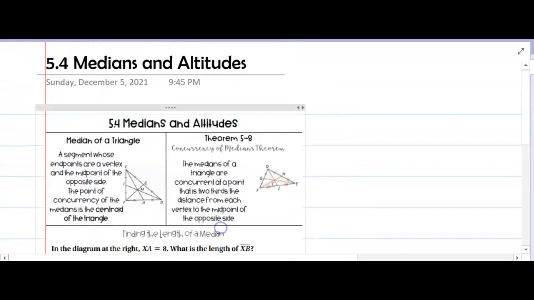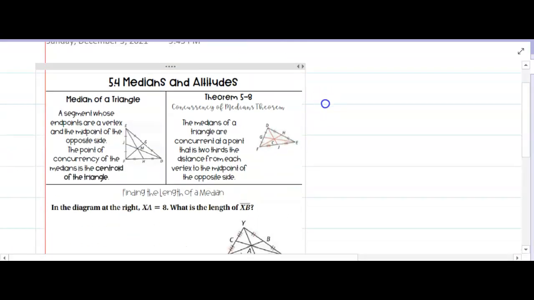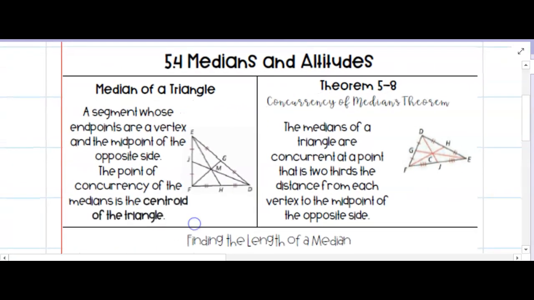So 5.4 is talking about medians and altitudes. So we've talked about a bunch of different ways that you can create a segment in a triangle. And so two new ones today. So the first one is going to be the median of a triangle. So median is a word that we've heard before.